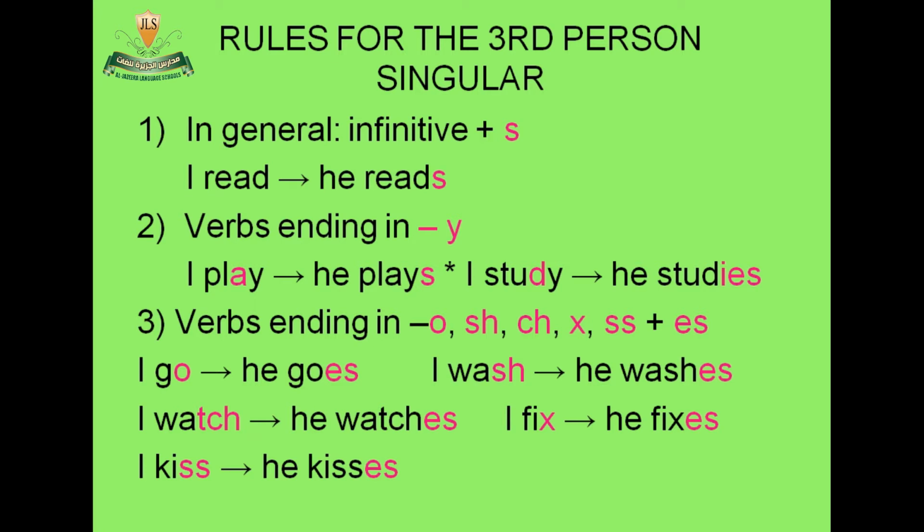Play, plays. As for the ES, if you have a verb that ends with SS, SH, CH, O, or X, you add ES. Look at the verb go, it ends with O, so you add ES. The verb watch, it ends with CH, so you add ES. The verb kiss ends with double S, you add ES. The verb wash ends with SH, so you add ES. The verb fix ends with X, so you add ES.